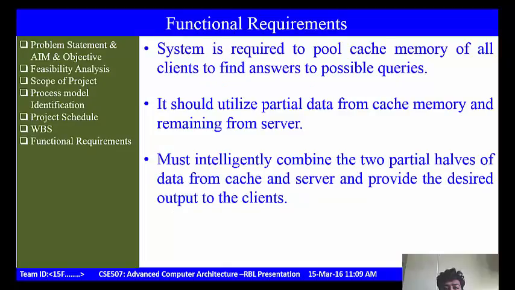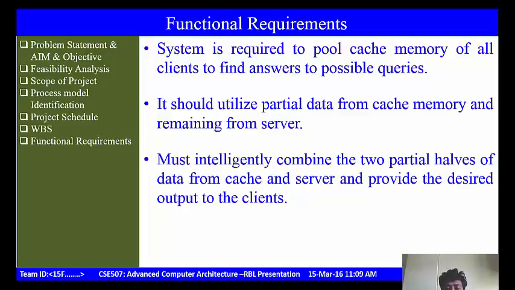Basically, we identified three functional requirements for semantic caching. The first one is where the system is required to pool all the cache memory together. This pooling is not physical. It's just a conceptual pooling so as to help speed up the process of finding the results for queries quicker when a client needs to search other clients' cache memories. So in that case, we need to virtually pool the caches together.